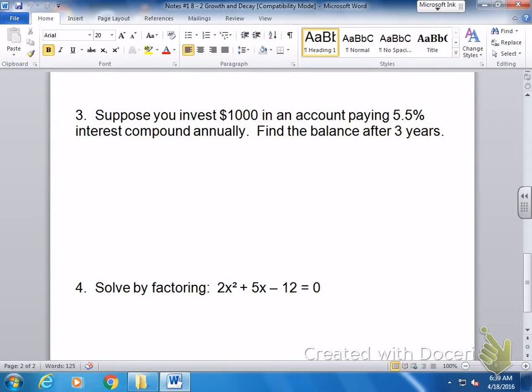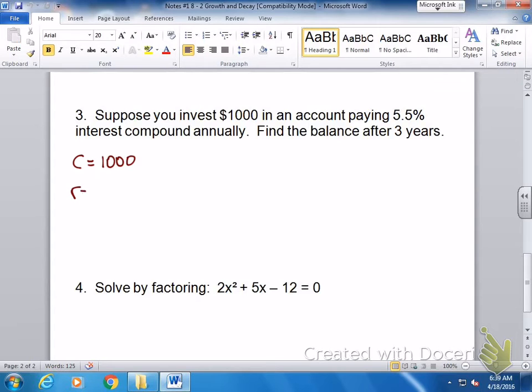Now, this one's actually pretty useful. I mean, you are going to want to save money at some point in your life, and this actually works out pretty well. Interest rates can be different, but this is the basic principle. Suppose you invest $1,000 into an account that pays 5.5% interest compounded annually. Find the balance after 3 years. So it's the same basic problem, guys. We know that we're going to start off with $1,000. That's how much we're going to invest, so that's our C value.